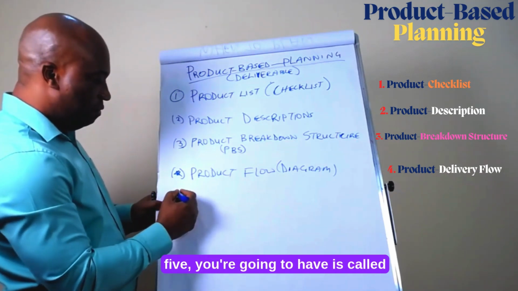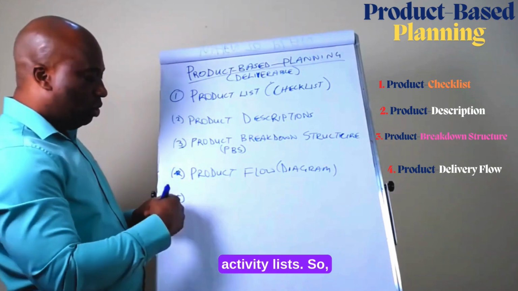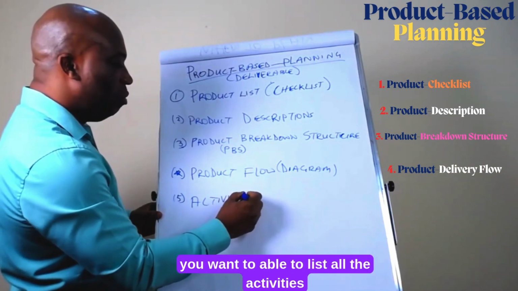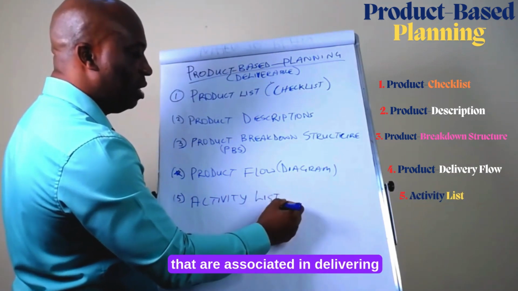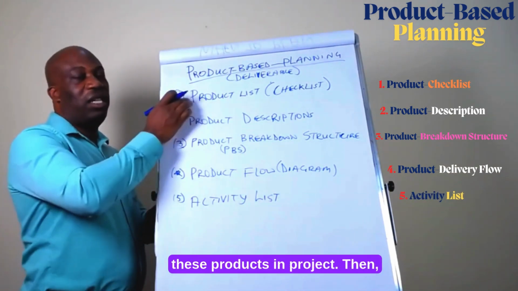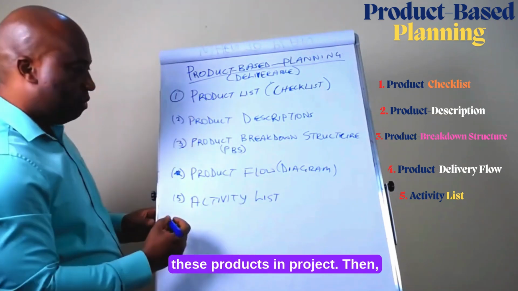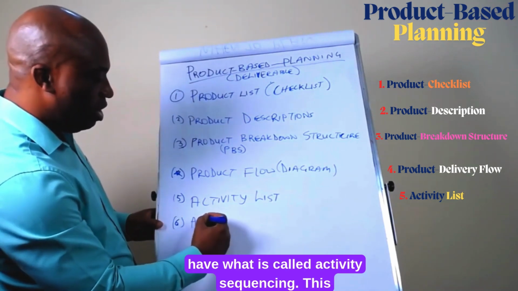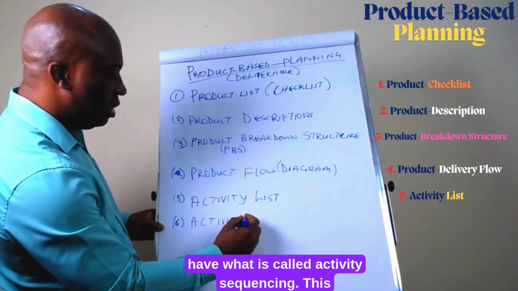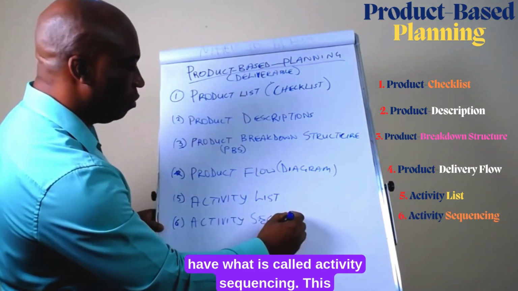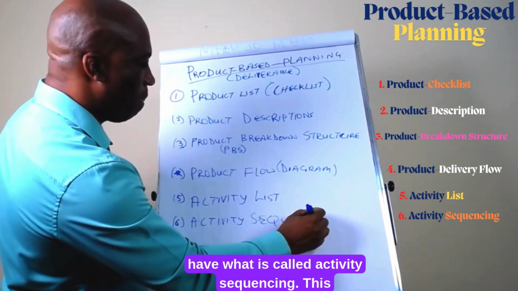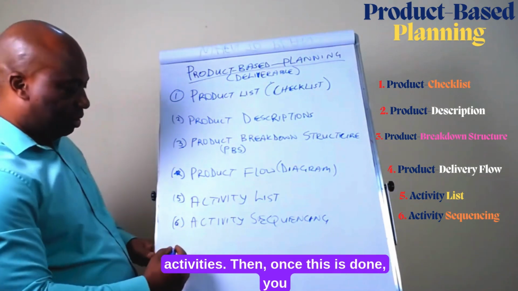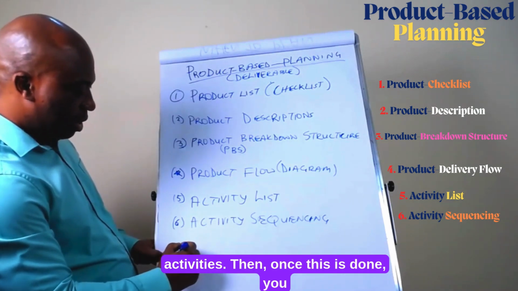Then number 5 you're going to have is called activity lists. So you want to be able to list all the activities that are associated in delivering these products in a project. Then after your activity list, number 6, you are going to have what is called activity sequencing. This is important. You need to know the sequence of all your activities. Then once this is done, you put your schedule.